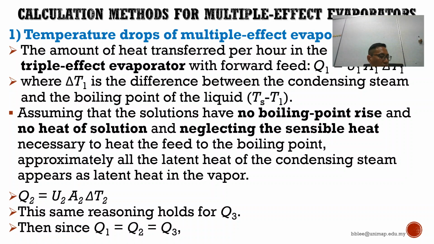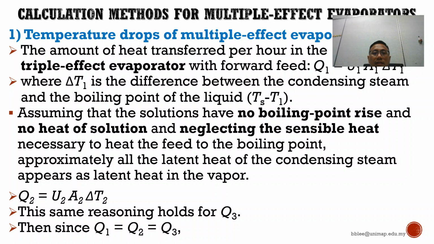The first thing we need to consider is the temperature drops of the multi-effect evaporator. The amount of heat transfer per hour in the first effect of a triple effect evaporator with forward feed. Okay, we look at the case of forward feed. Just now it was a backward feed. Okay, forward feed: Q1, U1, A1, delta T1 as the first evaporator.